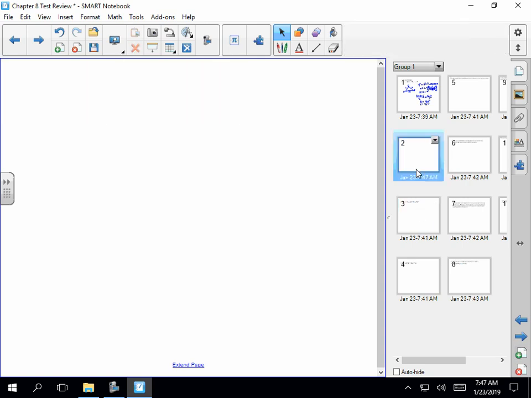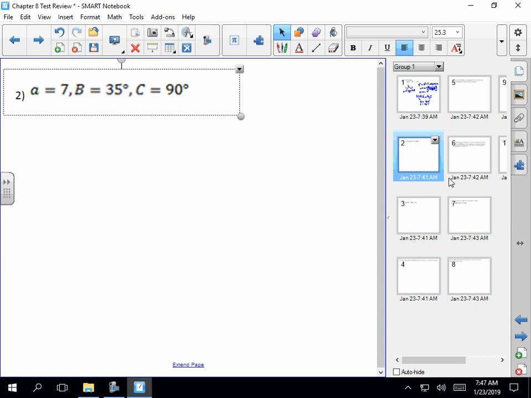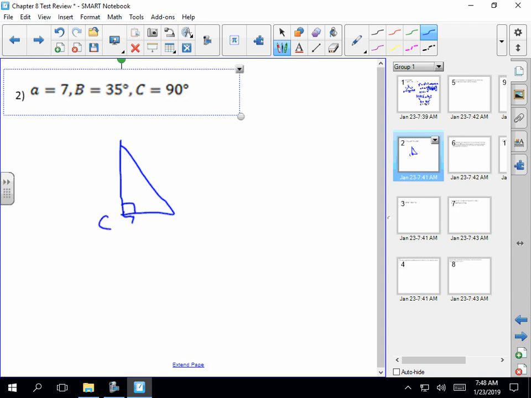All right, problem number 2. It gives us a couple of angles. One of them is a right angle. As I draw this, this is C right here, and a 35-degree angle, we'll call this B up here. A is equal to 7. We'll call this A, call this 7. So we need to find the other side lengths and other angles. The fact that we know this is 35 will give us angle A as 55 degrees.